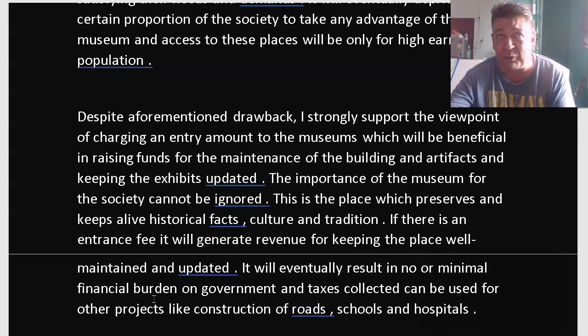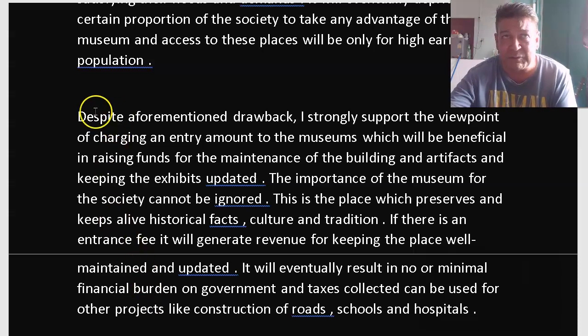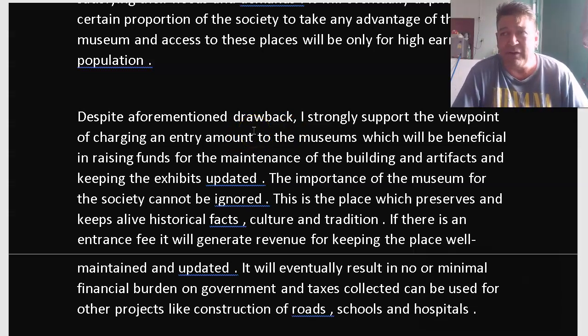"Despite aforementioned drawback," okay, that's a fair connection. "I strongly support." Now, you don't support a viewpoint, unless it's "I agree." Do you pay money? Do you volunteer time to the maintain entrance fees for museums committee? Are you working on that campaign? You don't support it. "I agree." "You're charging an entry amount." An entry amount is not collocation.